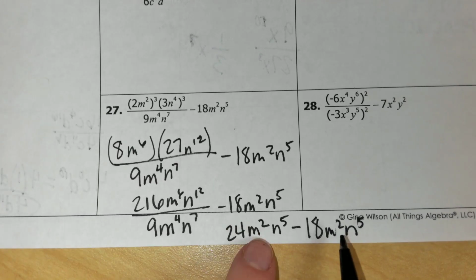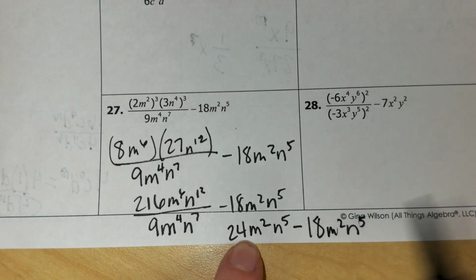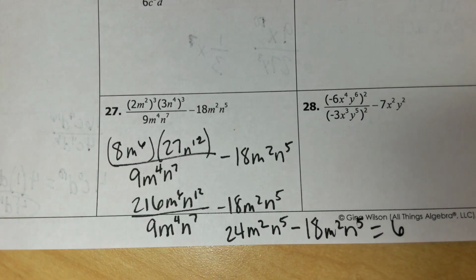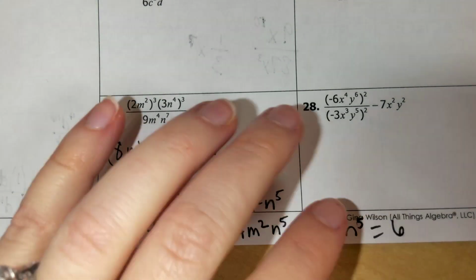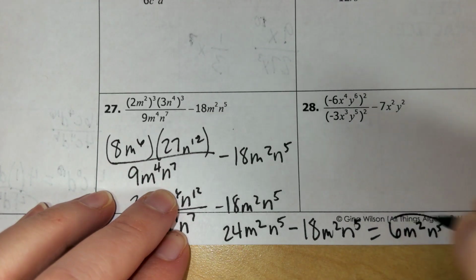Notice that we do have like terms here. It's an m squared and an n to the 5th. So because we're subtracting, we can actually go ahead and subtract those. And so our final answer, we're only subtracting the coefficients. Remember, keeping the exponents the same when we're adding and subtracting monomials. We end up with 6m squared n to the 5th power.